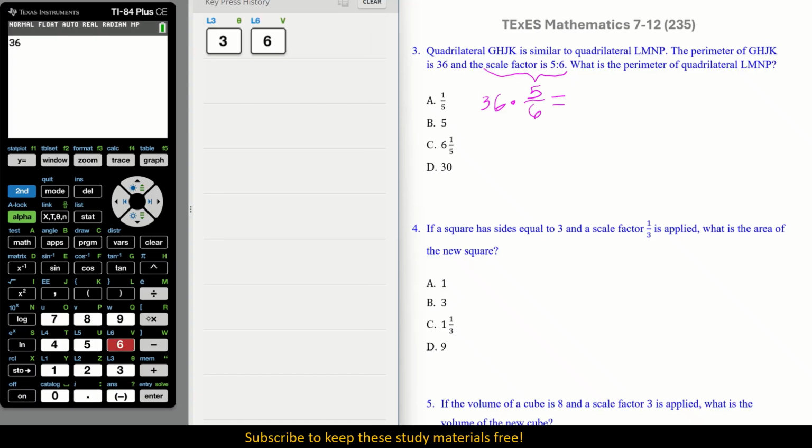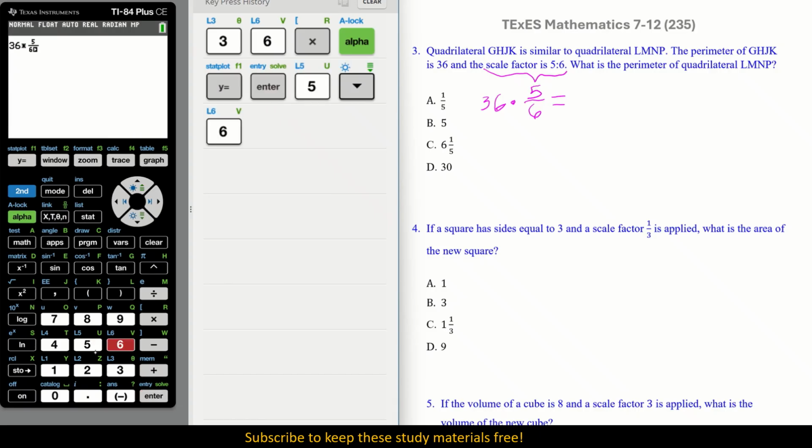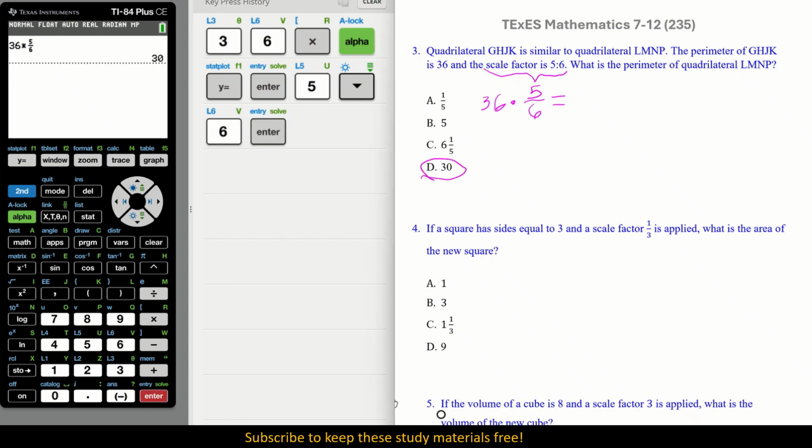Okay, so 36 times the scale factor. I'm entering it the way I've written it, so you see it. Now enter, and 30 is the perimeter of the second one. Remember, for these types of questions, you don't know which one's the large one and which one's the small one, so just apply the scale factor. But you have to know the rules of application versus perimeter, area, and volume.